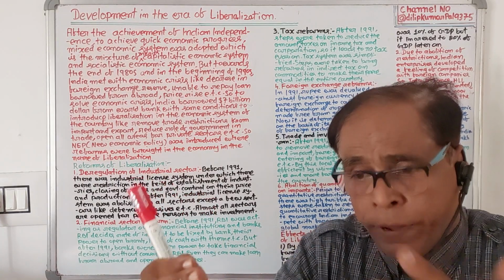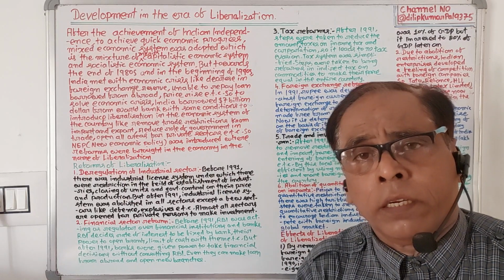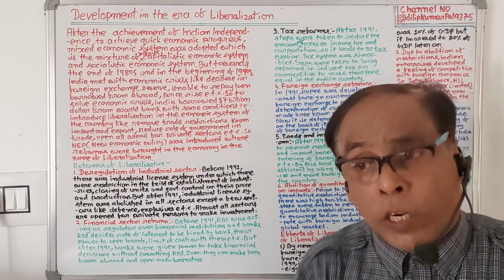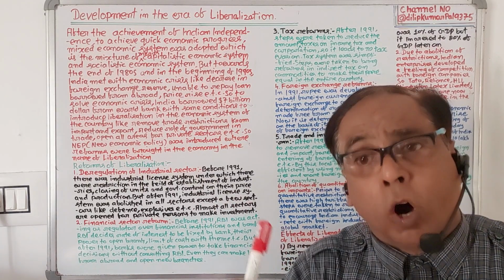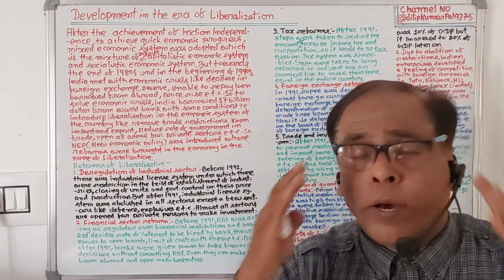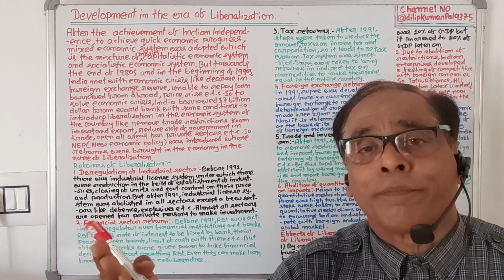Whenever a factory had to be established, permission of the government was necessary. If the factory was to be closed, permission of the government was necessary. What will be the prices of the commodity? What will be the production? For everything, government regulation was there. But after 1991, there was deregulation of the industrial sector.